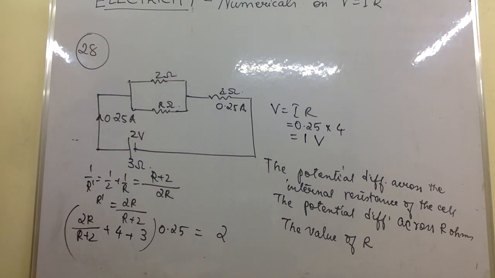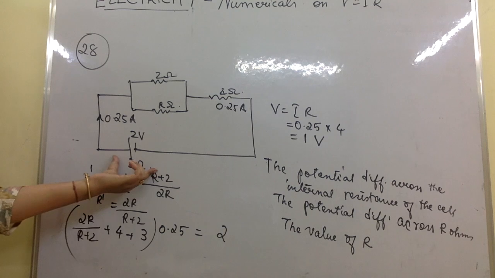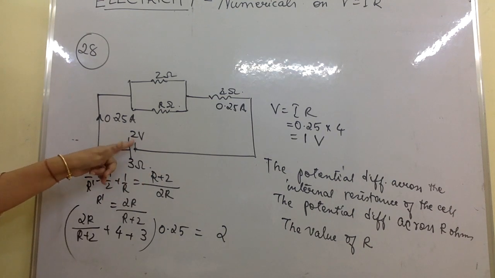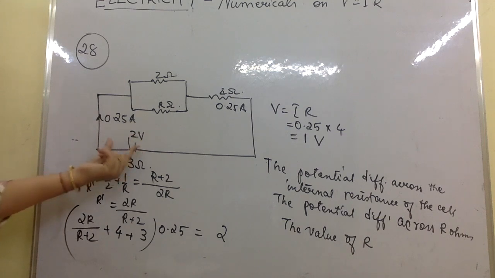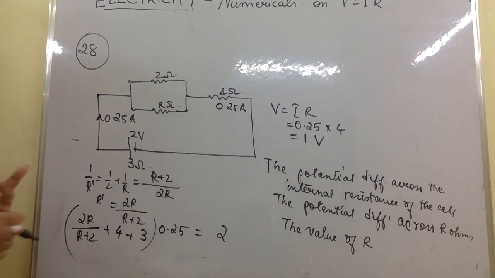Now if we find the potential difference, the next part of the question is the potential difference across the internal resistance of the cell. Now remember, this is also in series, and this 2 volt applies for the full thing. So how will we find it only for the internal resistance of the cell?